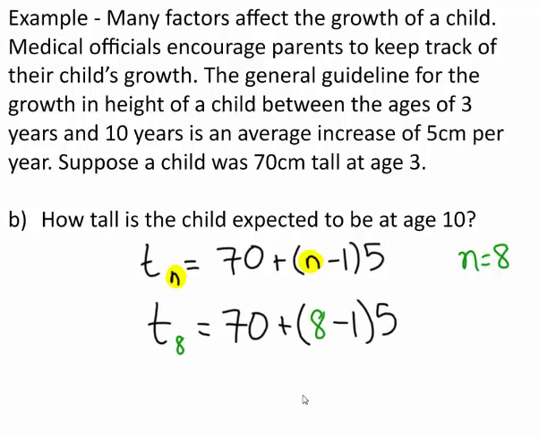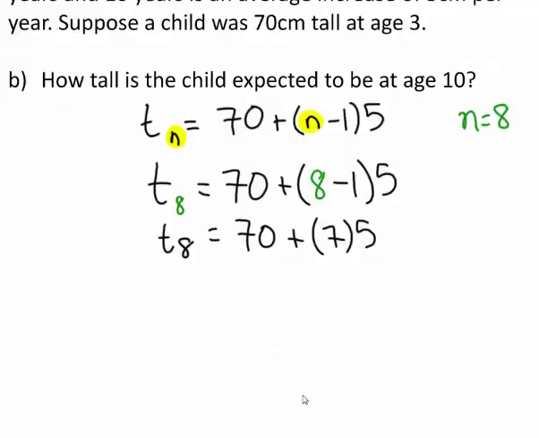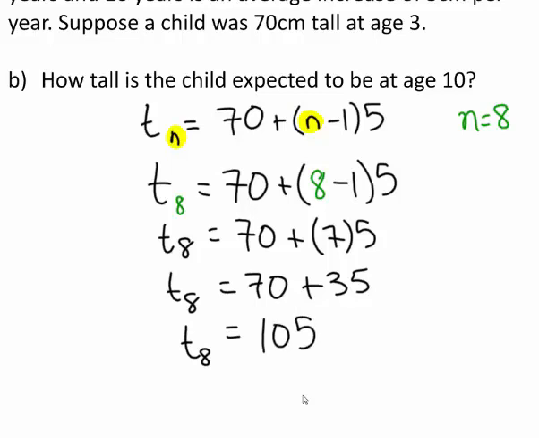And now we're ready to find T8 by taking 70 plus 8 minus 1 in brackets times 5. And we're going to use BEDMAS. We're going to start inside the brackets. So T8 will equal 70 plus 7 times 5. And we're going to do our multiplication. 70 plus 35. And then last, our addition, which gets us 70 plus 35 is 105. And we figured out that our 8th term is 105.